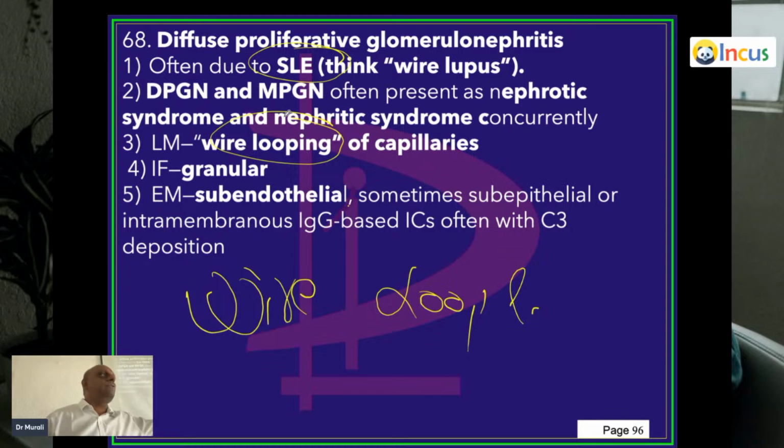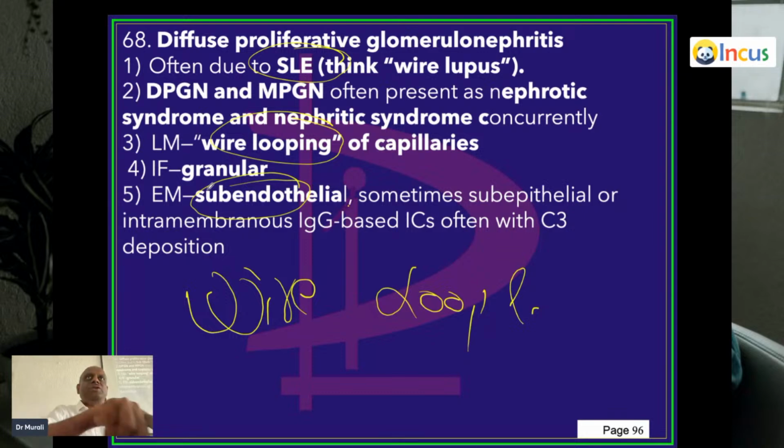So there is a wire looping of capillaries. If you do immunofluorescence in DPGN, you get a granular appearance. And where are the deposits in this? Sub-endothelial. इसके पहले PSGN में sub-epithelial. So one is sub-endothelial deposits, another will go and deposit underneath the epithelium. Another will deposit intramembranous, that is within the GBM. So మూడు రకాల డిపాజిట్లు అండి. ఏమిటి? Intramembranous, sub-epithelial, sub-endothelial.